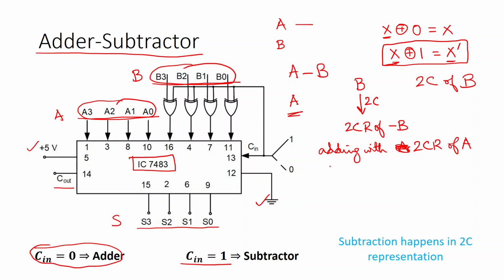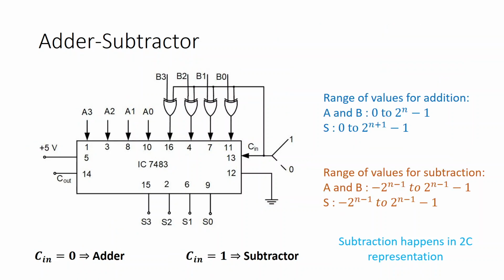Okay, so when you add, you will get a 2's complement representation of the result sum. So the sum you have to interpret, after looking at the sum, by understanding that it is also a 2's complement representation. So now with this understanding, there is a range of values for addition and a range of values for subtraction that can be performed with this particular circuit.